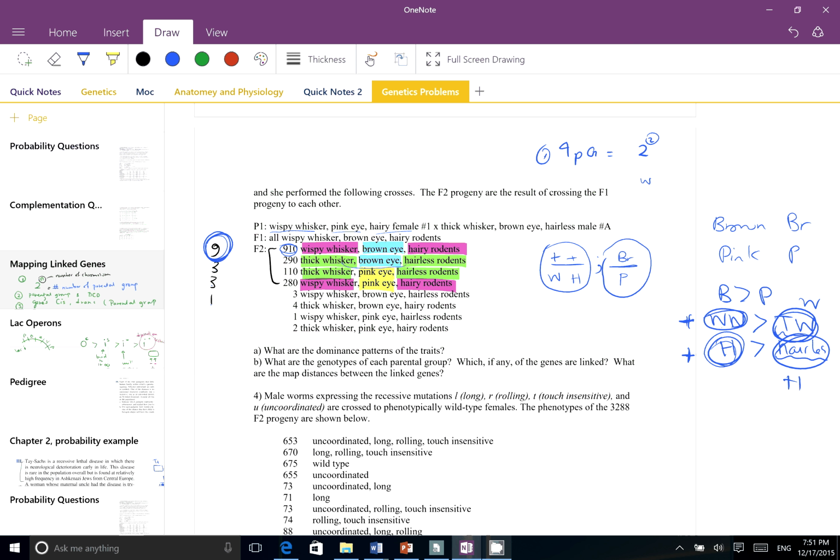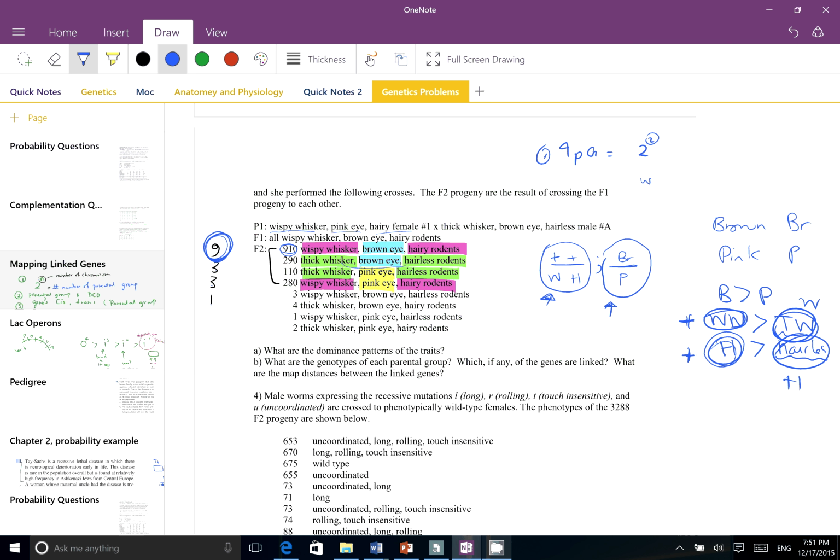What are the genotypes of each parental group? Which, if any, of the genes are linked? So we figured it out. We figured that these two are the linked ones. This is on its own. Again, I'm doing this assuming that you read the question. And then, what are the map distances between them?